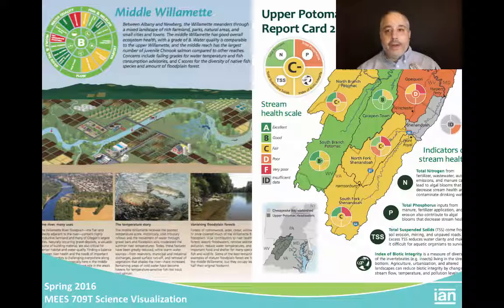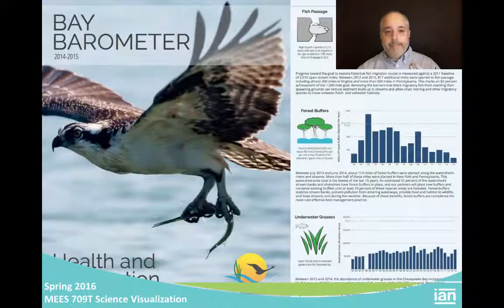Here's another report card. Here's an Upper Potomac report card. And here you see again we've got some graphics here. We've got a map. We've got different colors. We've got a nice diagram here as well showing what's happening. But again, anchored by some photographs that help to reinforce and tell the story related to the report card. Bay Barometer is a Chesapeake Bay Program product, and again uses graphs, uses charts, uses icons, uses strong photos to again tell its story. In this case, it's the health and the restoration effort of the Chesapeake Bay.